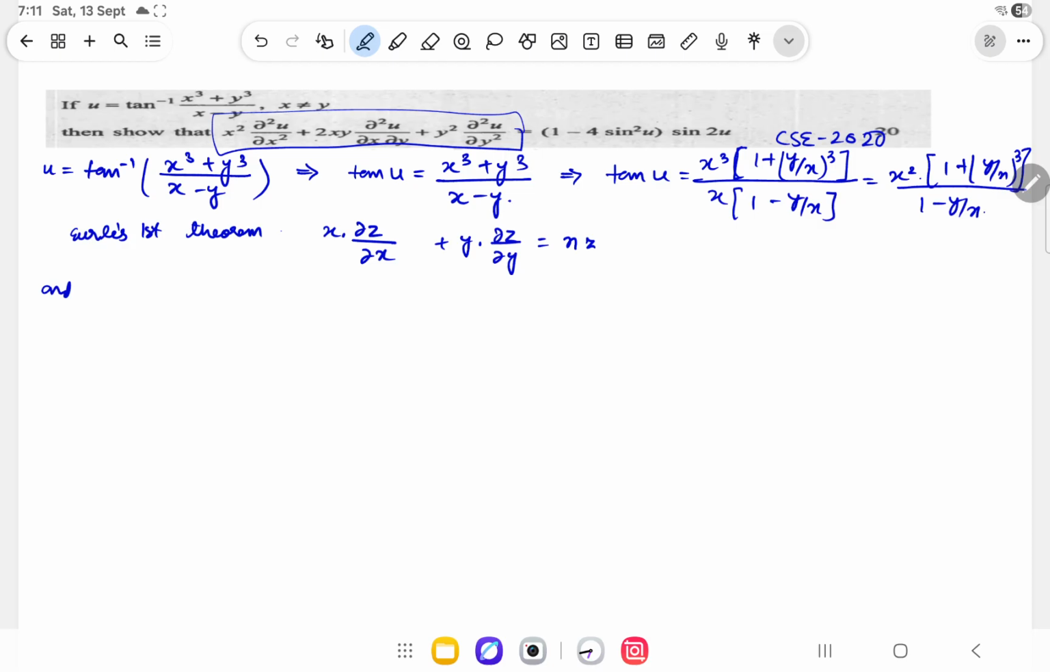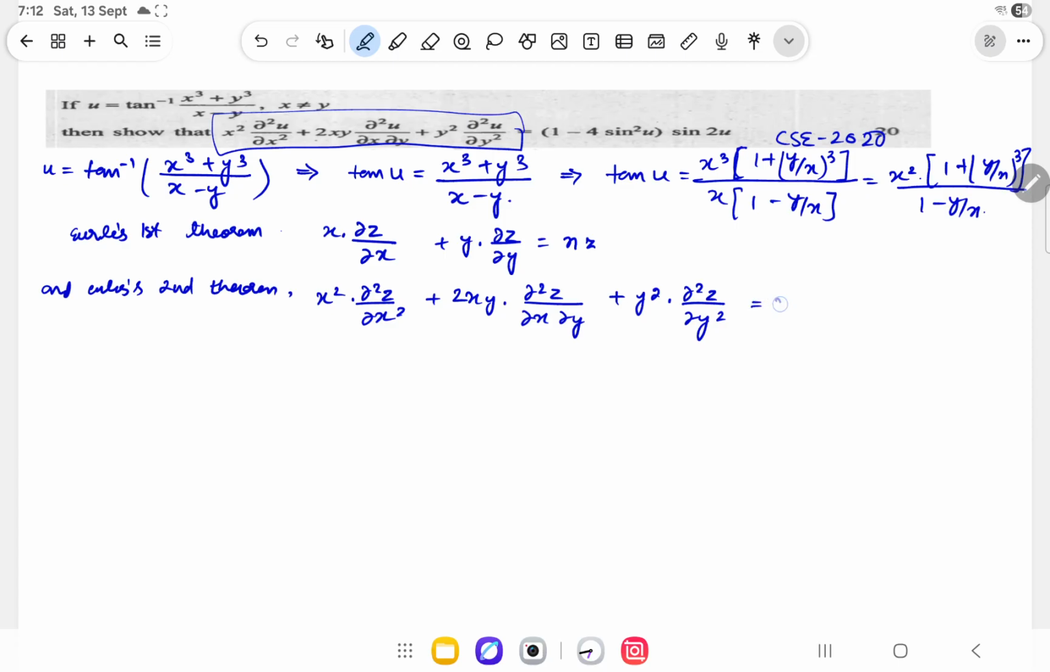Euler's second theorem says that x square into del square z by del x square plus 2xy into del square z by del x del y plus y square into del square z by del y square is equal to n into n minus 1 into z.